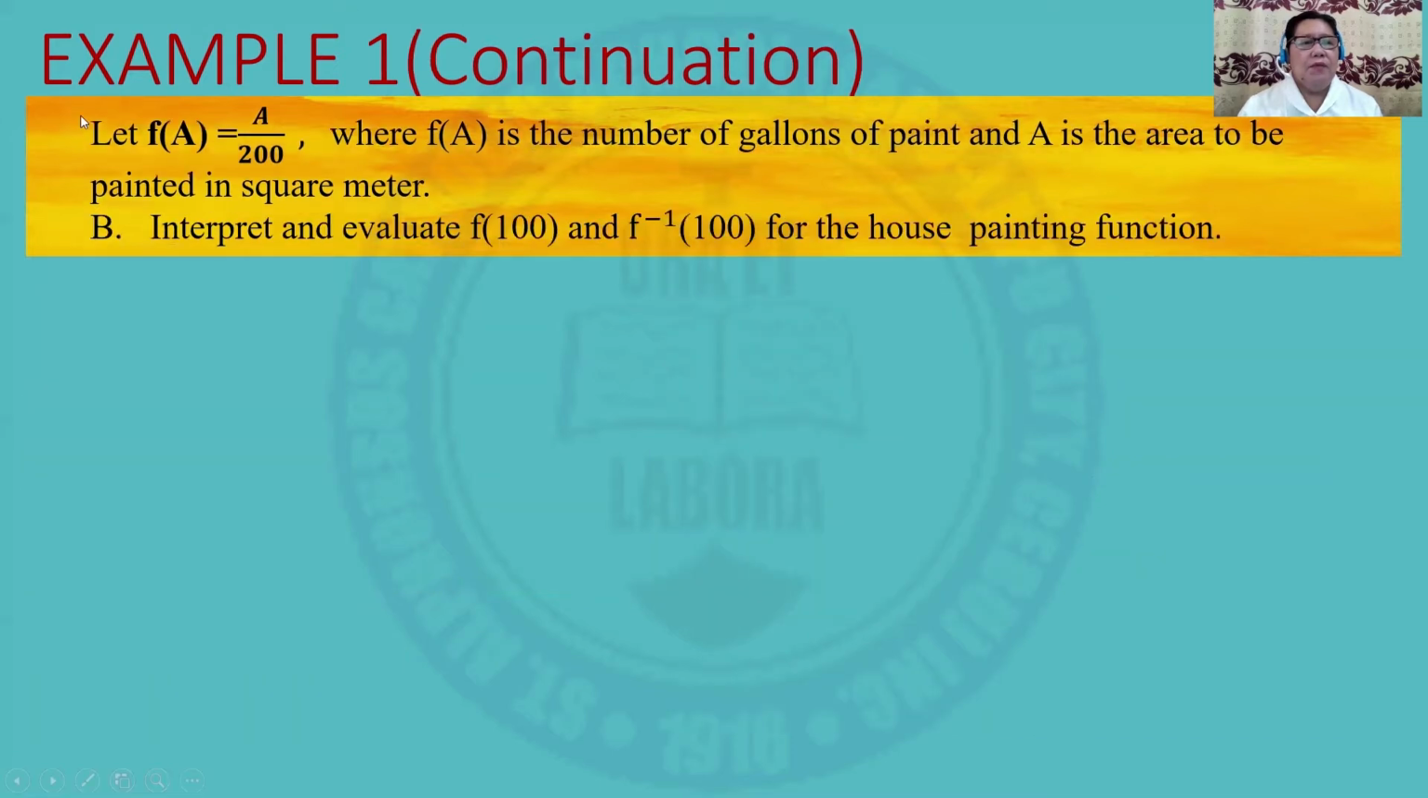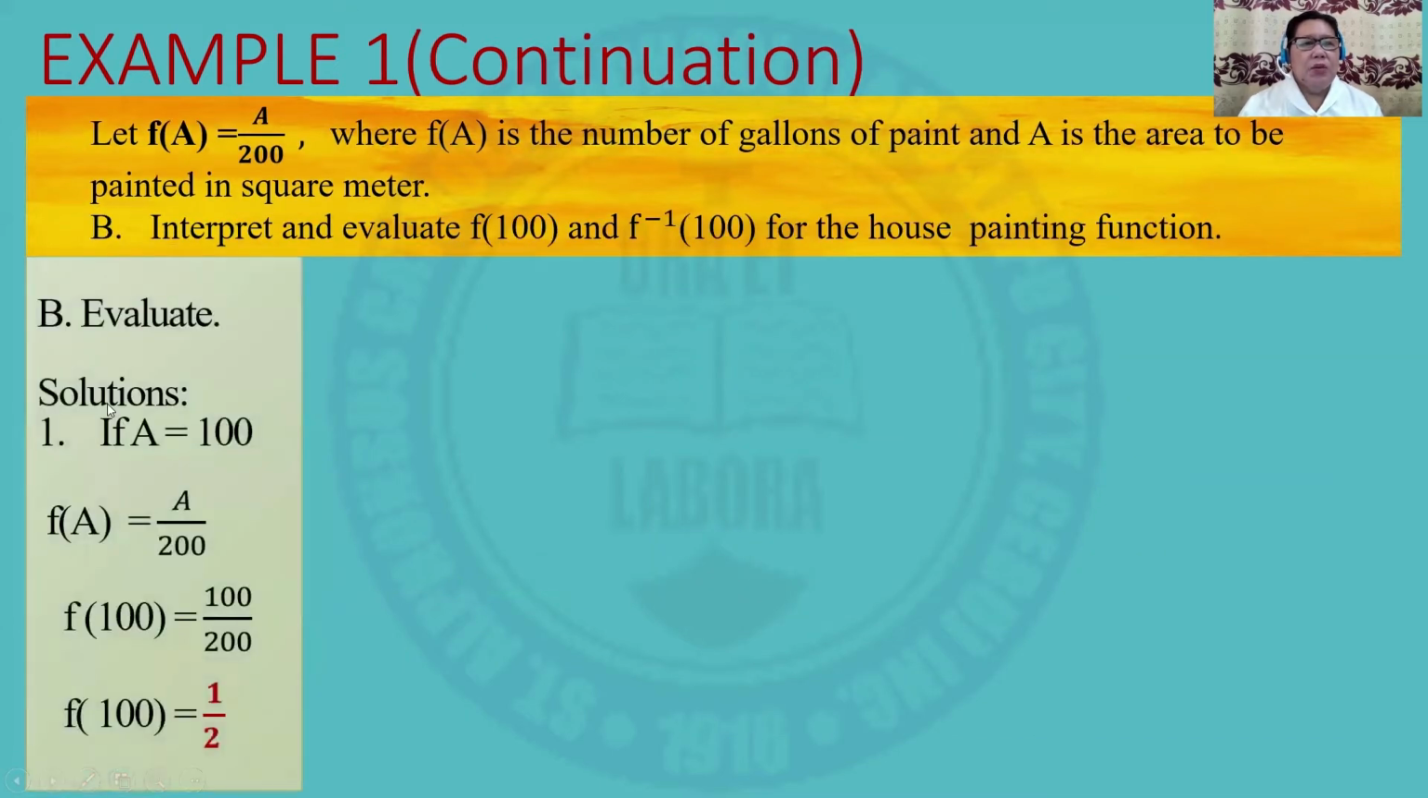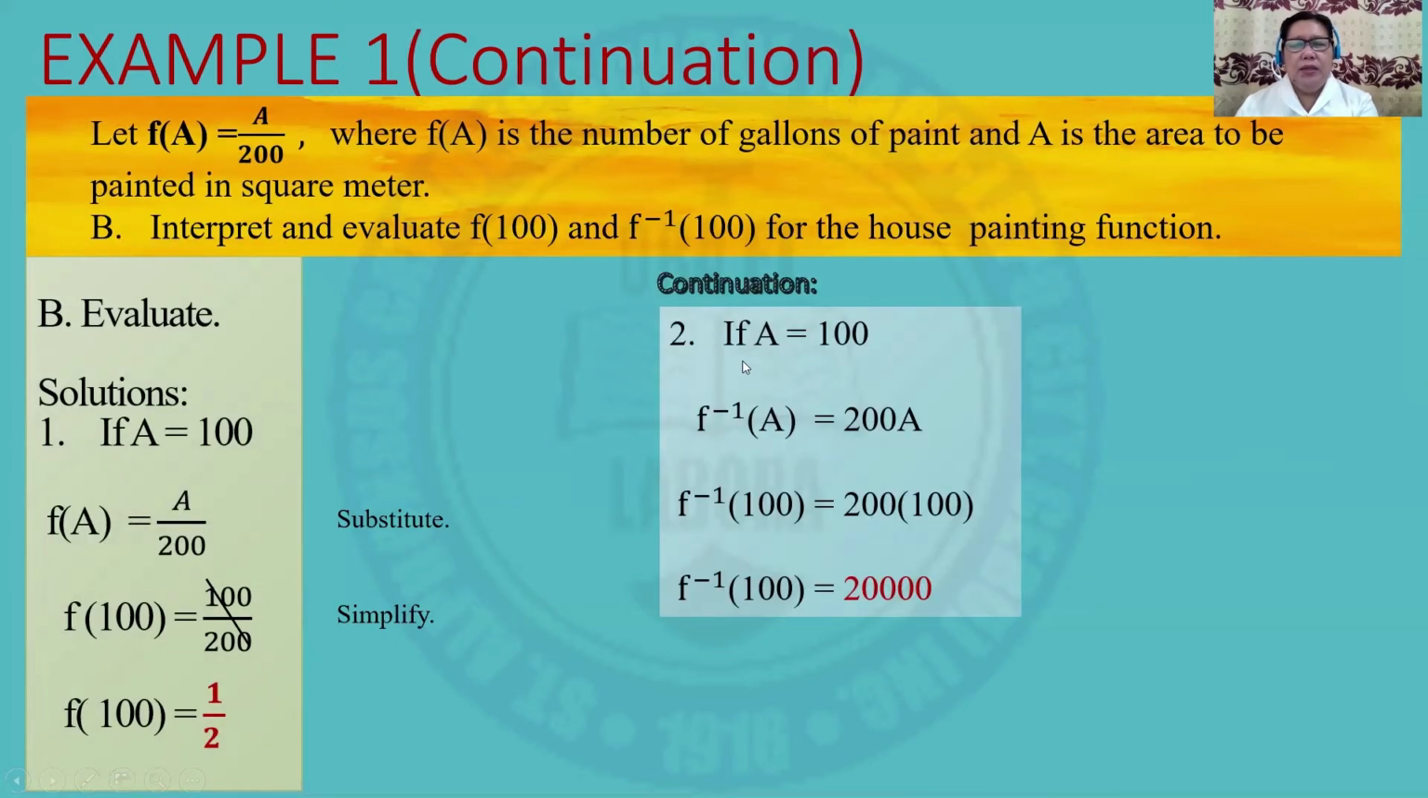Next, for letter B, the solutions given a is equal to 100. So all you have to do is to substitute and then simplify. So f of a is equal to a over 200. So a now is 100. So change a into 100. And then you just reduce 100 over 200. The answer is 1/2.